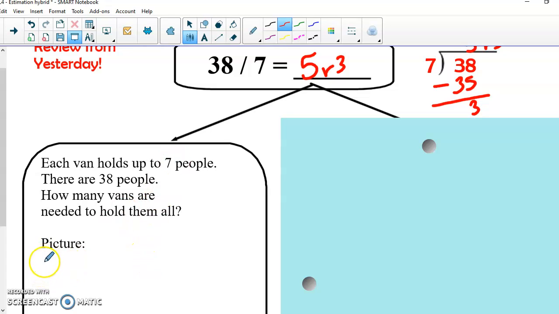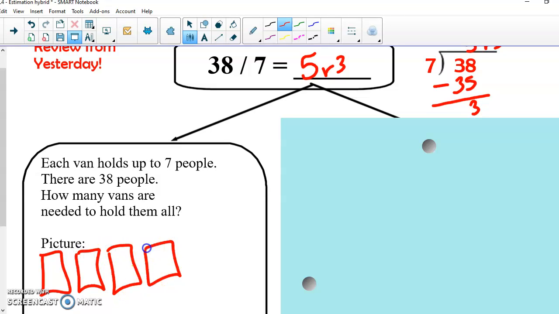So I could draw a picture here of my vans. I already did 38 divided by 7 equals 5. So I'm going to draw my 5. 1, 2, 3, 4, 5 vans, and with those 5 vans, there are 7 in each van, and I know that I have 3 little people left over that don't have a van to go in.